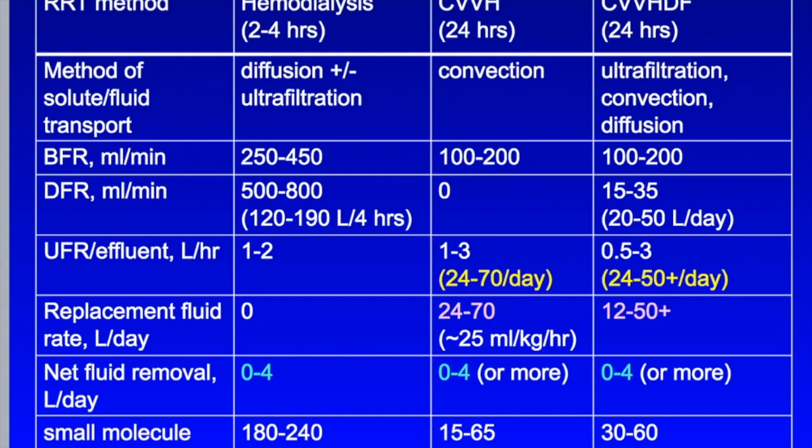Finally, let's summarize and compare the three different modalities of RRT that are most commonly used: hemodialysis, CVVH, and CVVH-DF. Notice that the blood flow rates of the continuous therapies are lower than for a 4-hour dialysis. Dialysate flow rates are also lower in CVVH-DF, only 15 to 35 mL per minute, compared with 500 to 800 for hemodialysis, again because of the 24-hour duration of the treatment.